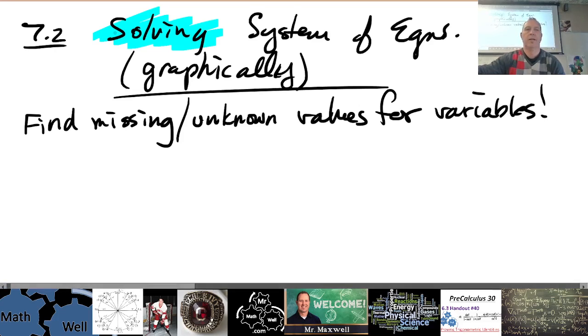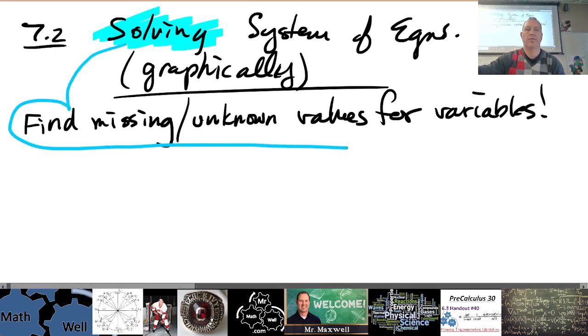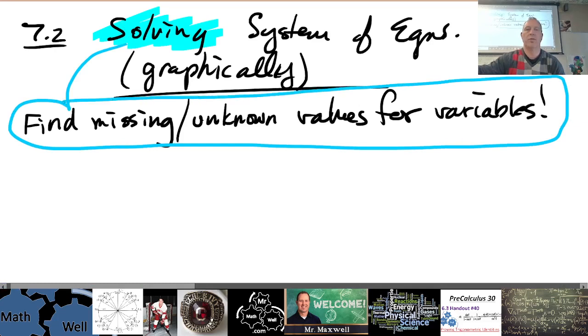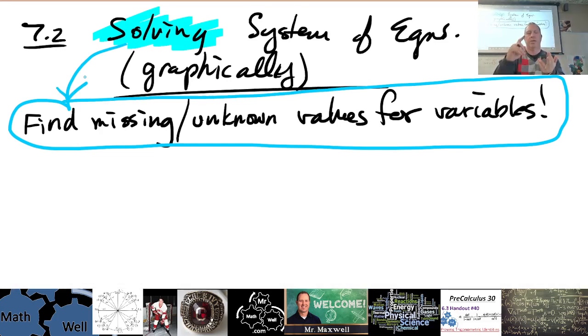Okay? That's what solving is, right here. Find the missing or the unknown values for the variables. And trust me, throughout the rest of your 10th grade year, grade 11, grade 12, calculus, foundations, whatever you end up taking, they're going to have "solve." Solve this equation. You need to find the missing values. That's what solve is. There's something unknown, so you need to solve for the unknown variable.